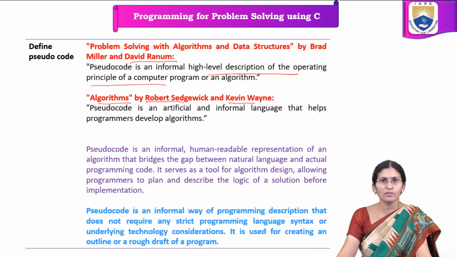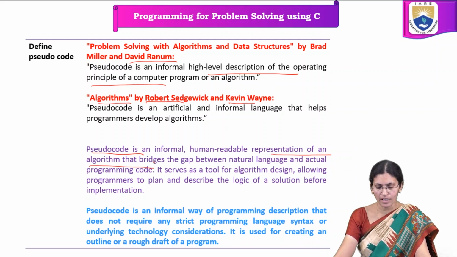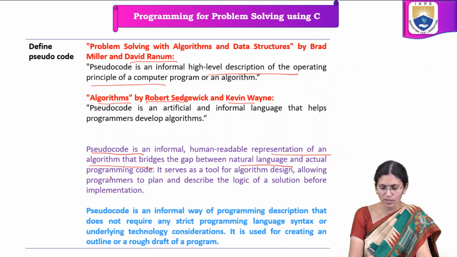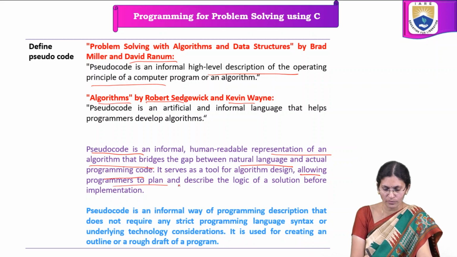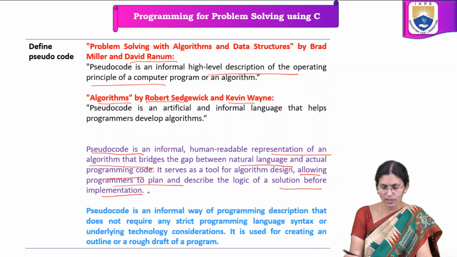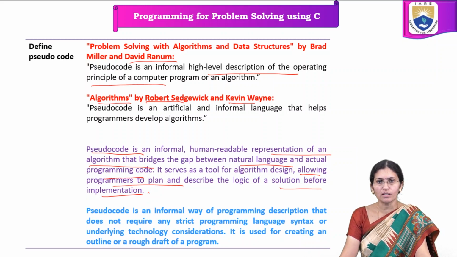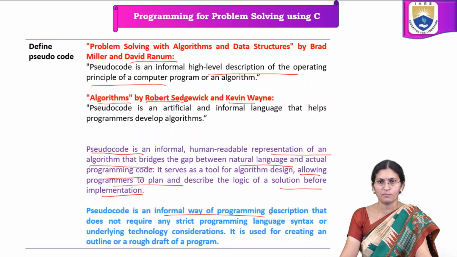So from these definitions, we can summarize the definition of pseudocode as an informal, human-readable representation of an algorithm that bridges the gap between natural language and actual programming code. It serves as a tool for algorithm design, allowing programmers to plan and describe the logic of a solution before actual implementation. Or in other words, it is an informal way of programming description.